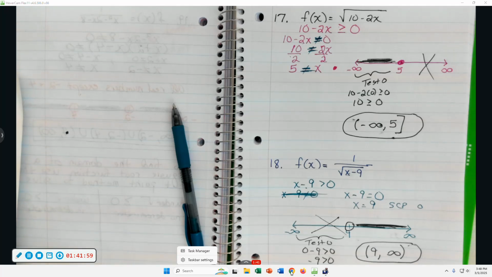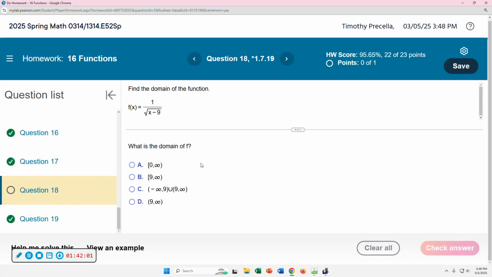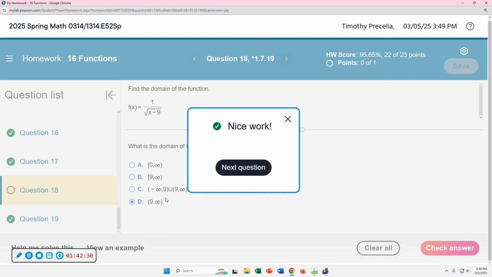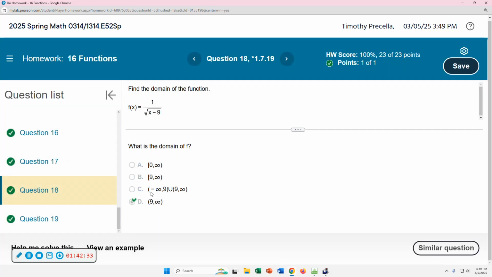And I have an answer for number 18, have I? There. A, B, C, or D. Oh, look at that. B and D. Which one do I want? And it's unfortunate in the homework. Okay, well, if you miss it, choose the wrong one, you can correct it. Can you do that on the test? Mm-mm. So B means all numbers bigger than 9, including 9. D is not including 9. All numbers bigger than 9, not including 9 itself.